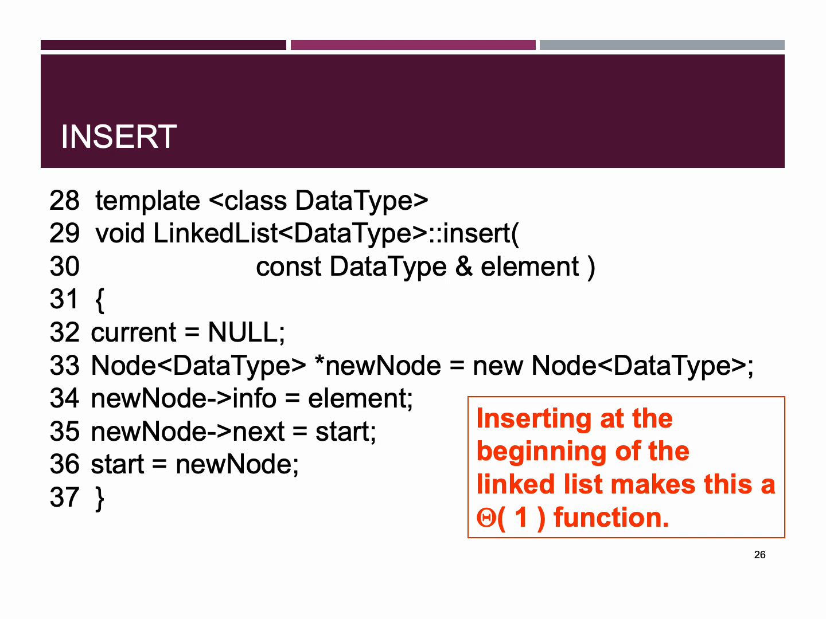The info field of the new node is set to the value of the element we are inserting. Next, we update the next pointer of the new node to point to the current start of the list. This means that the new node will become the first node in the list, and it will point to what was previously the first node. Finally, we update the start pointer to point to the new node, making it the new head of the list.